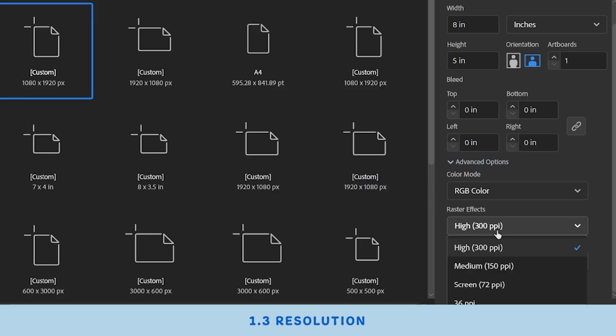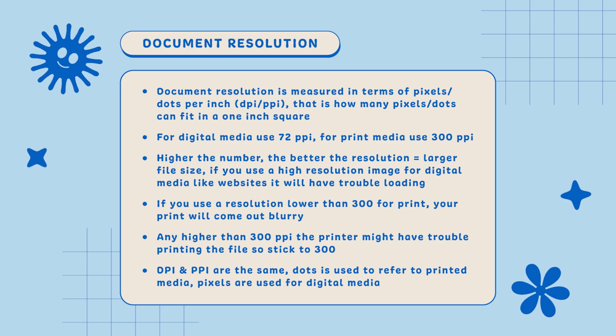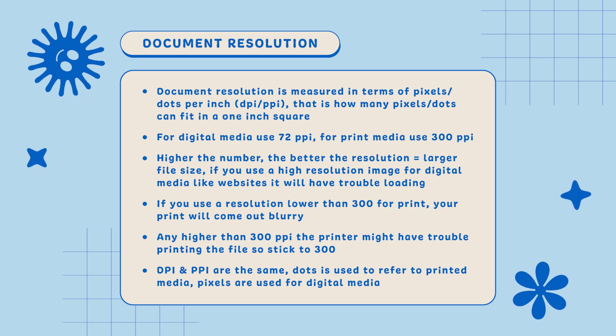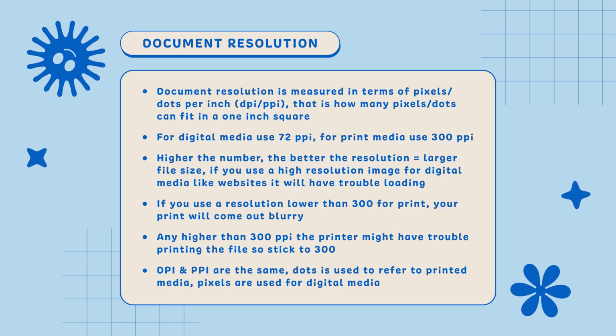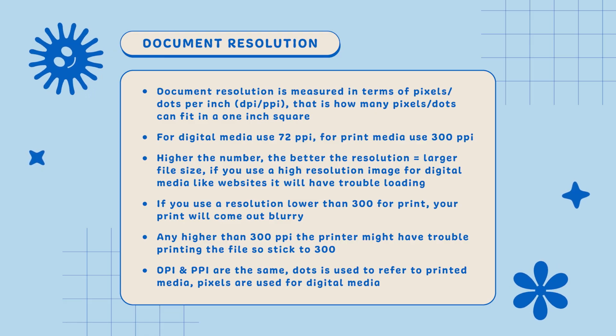As for the resolution, we're going to keep it on 300 ppi. You have to keep it on 300 if you're printing it out, but if it's going to be a screen only project, the standard for screens is 72 ppi. You can also keep it on 150.